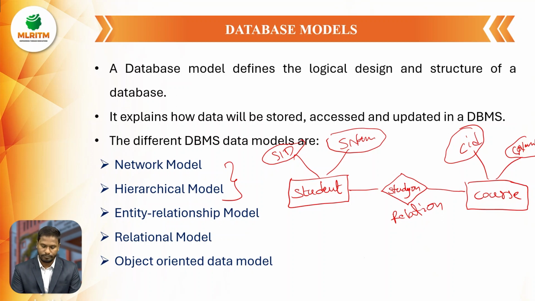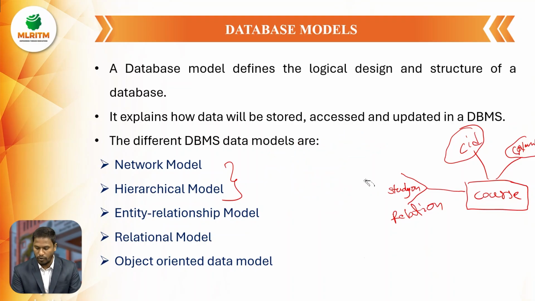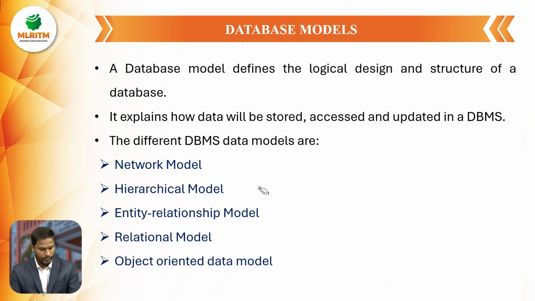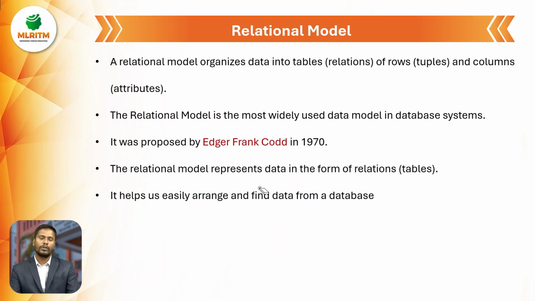Let's go to the relation model. What is the relation model? Here the relational model organizes data into the form of tables. A table contains rows and columns. Columns are called attributes, and rows are called tuples.